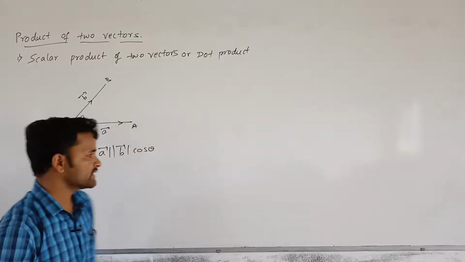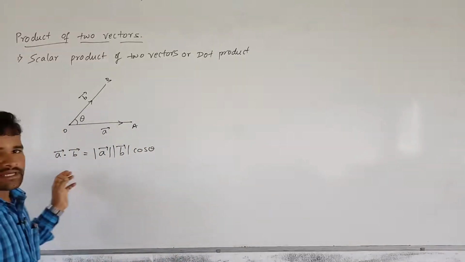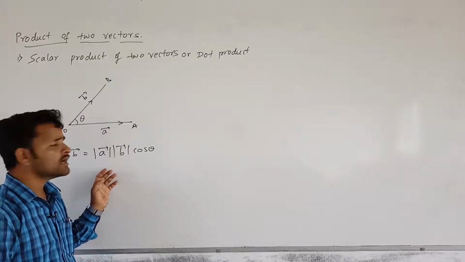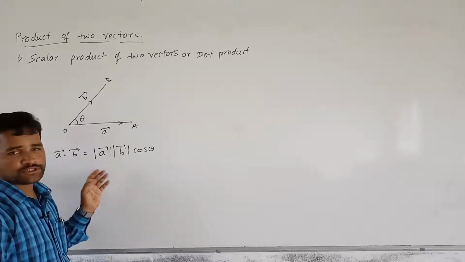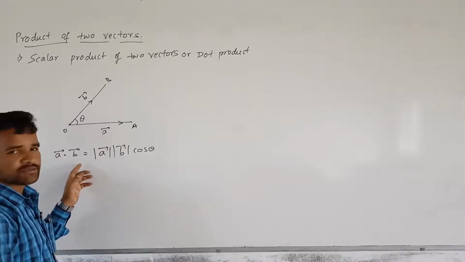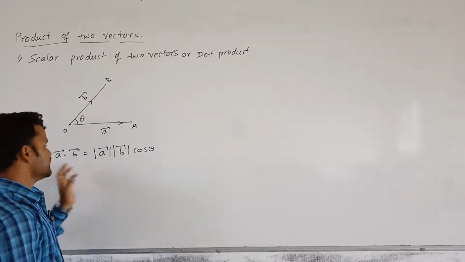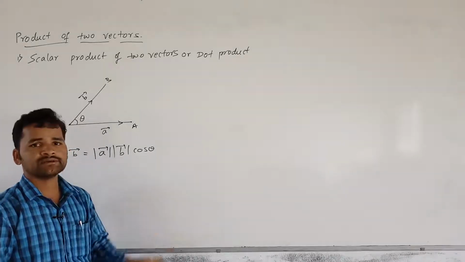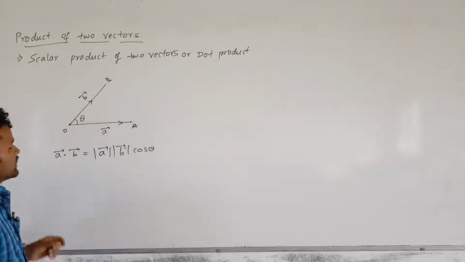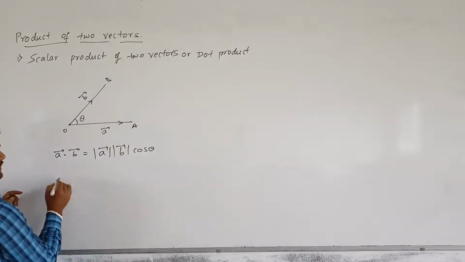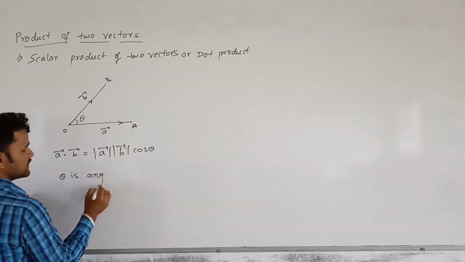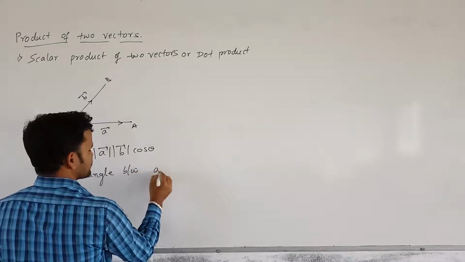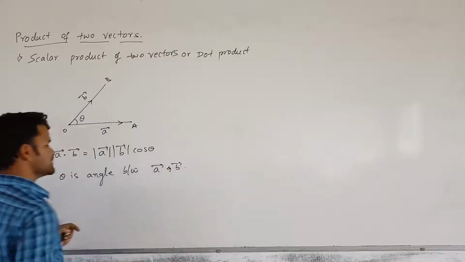How will you write it? We will write it like, let A and B be two vectors, and dot product of these two vectors, represented as A dot B, is defined as A dot B is equal to magnitude of vector A into magnitude of vector B into cos theta. Here theta is the angle between vectors A and B. This is a must.